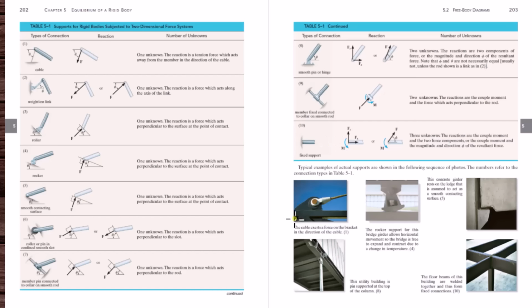And around town, wherever you go, you'll notice all these different types of connections. Welded connections, those are fixed supports, right? Here's a rocker. Here's a pinned connection. Here's another pinned connection. All right, so that's free body diagrams. I know this is a long video, but this is such an important topic. I wanted to make sure I went through it slowly and carefully.